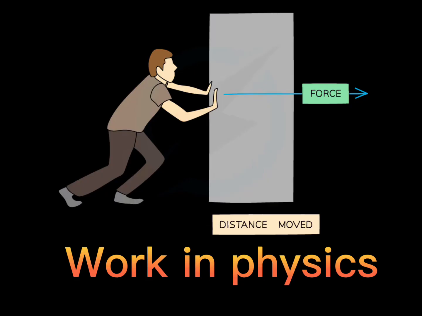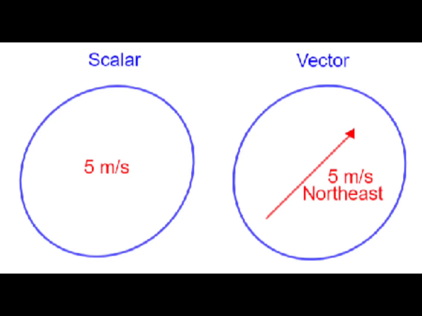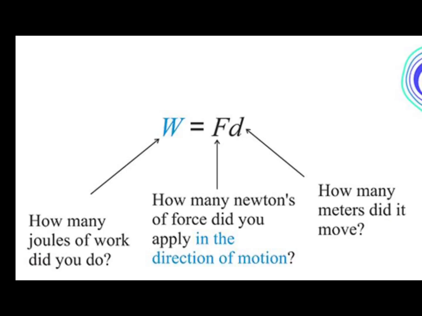In physics, work is defined as the transfer of energy that occurs when a force acts upon an object and causes it to move a certain distance in the direction of the force. Work is a scalar quantity, meaning it has only magnitude and no direction.